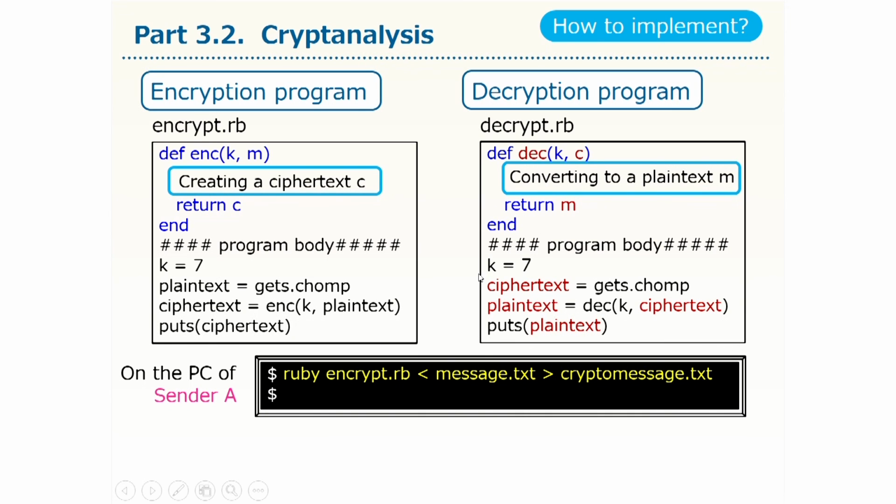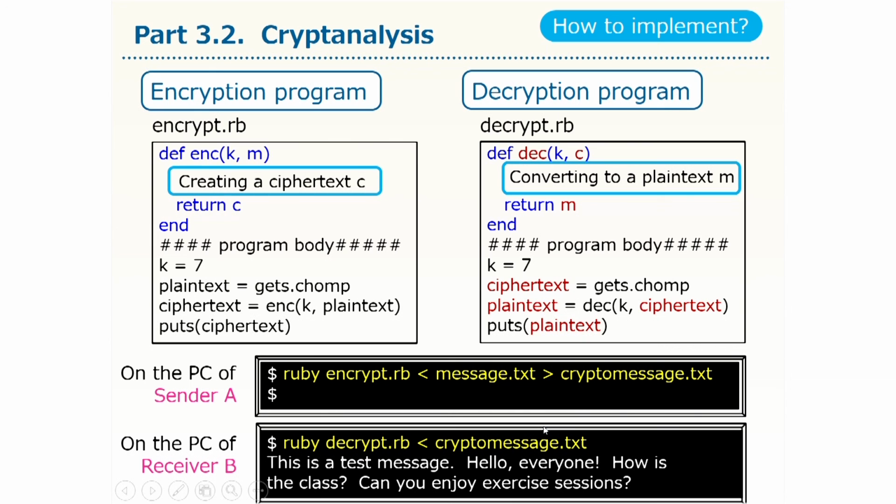Then we would use them in the following way. The first sender A prepares a source message and keeps it in a file, say message.txt. Then use the program encrypt.rb to create a ciphertext, which is kept in a file, say cryptomessage.txt. As we studied in the earlier exercise, this can be done using redirection. So this is the execution of the program: it gets a message from this file, and then the output is put into this file. After receiving the file cryptomessage.txt, receiver B would use the program decrypt.rb to get the original message like this.